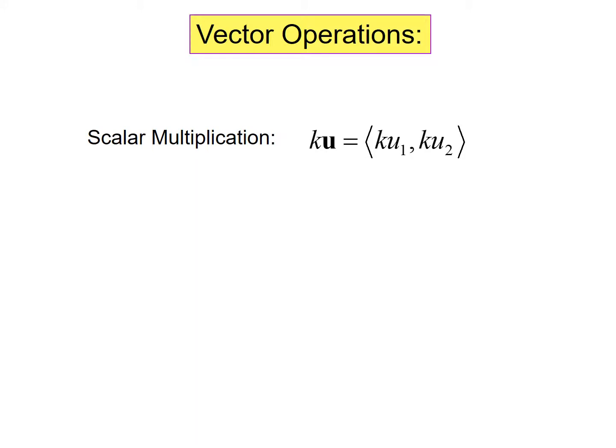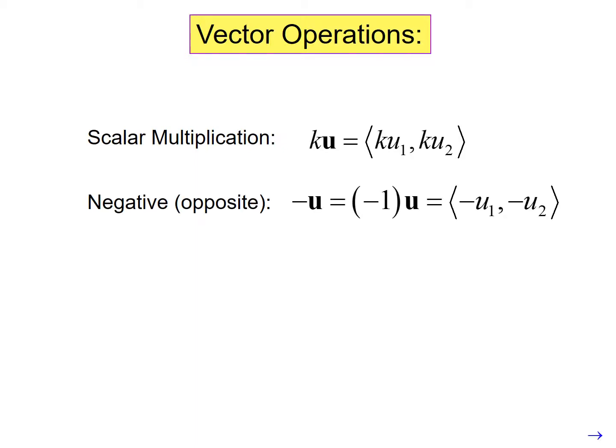Multiplying by a scalar, so if we take a number and we multiply it by our vector u, we just multiply that number by each of the components. If we're multiplying by a negative, or if we have the negative vector, we're multiplying by -1, so we multiply each component by -1.